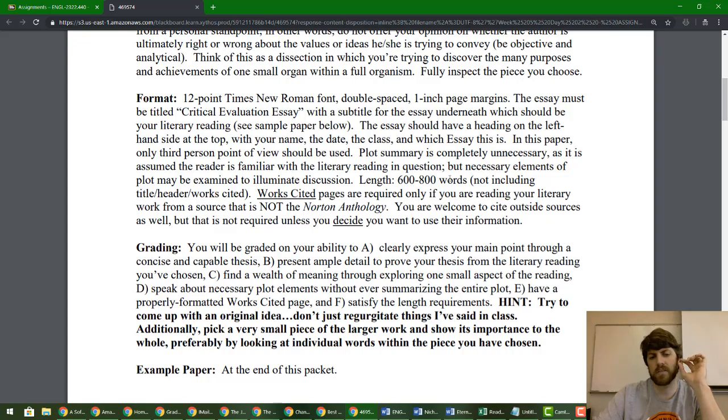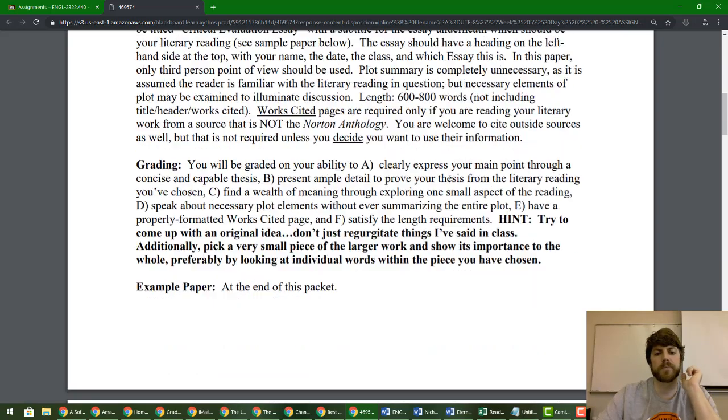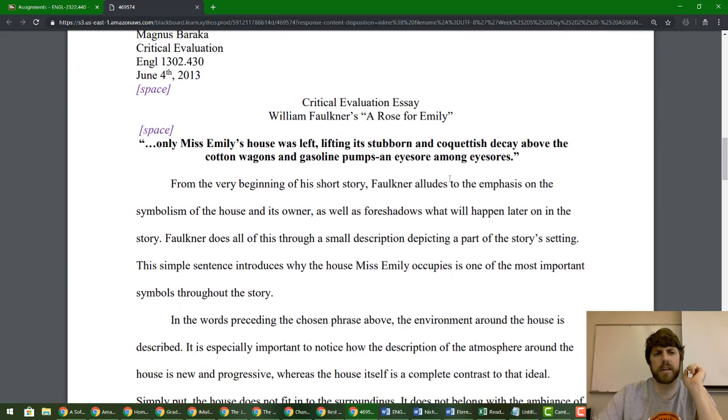And additionally, make sure to pick a very small piece of a larger work, show its importance to the whole, preferably by looking at individual words from the piece you've chosen. So the sample paper that I included is actually about a story we haven't read. It's A Rose for Emily. You may remember it from the other class.